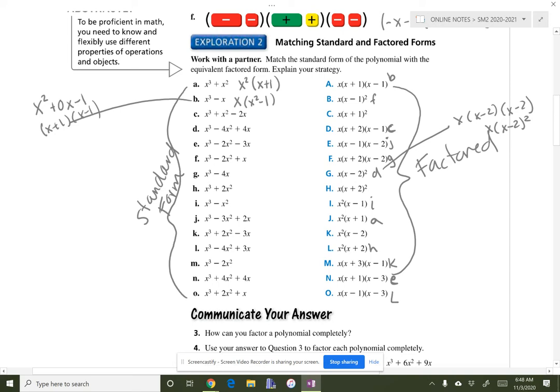M is x squared times x minus 2. N is x and then x plus 2 squared. And then O is x times x plus 1 squared. Okay, there's all of those.